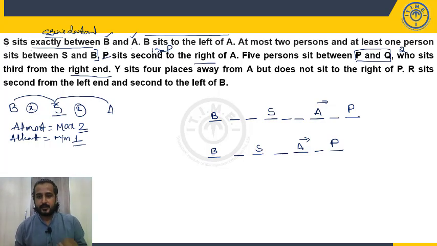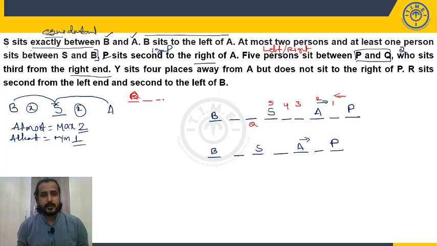Now let us analyze this information. 5 persons are given between P and Q, but have they mentioned whether this 5-person gap is on the left side or right side of P? No, it is not given, so we will take both. If I take the left side: 1 gap, 2 gaps, 3 gaps, 4 gaps, 5 gaps. Here I should take Q. But can I take Q here and satisfy the condition? Q sits third from the right hand means to the right of Q there will be only 2 persons. But here to the right of Q we have so many persons.